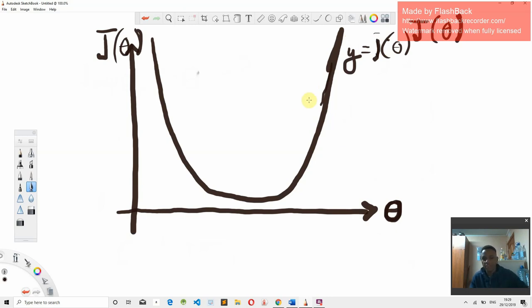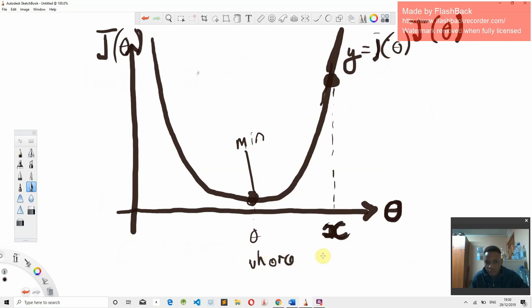When we apply gradient descent, let's say we initialize theta at this point. Let us call this point x. We do not know the value of this. We initialize theta at this point, so we need to apply gradient descent. When you apply gradient descent, we want to take a step towards this minimum, the value of theta where J of theta is minimum.